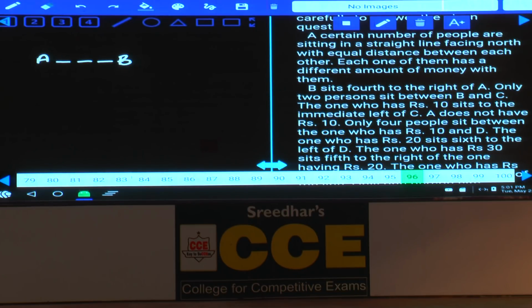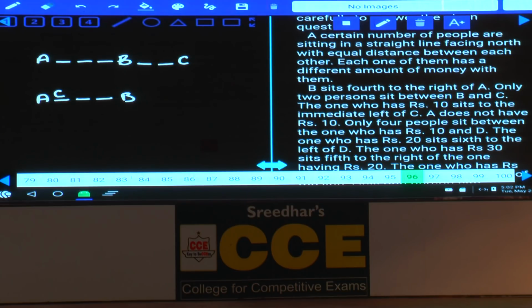Only two persons between B and C. As only two persons are between B and C, tell me how many possibilities we can have. Only two persons between B and C, that is one possibility. And what is the next possibility here? A is here, 1, 2, 3, 4, and two people between B and C, so A and C are adjacent.